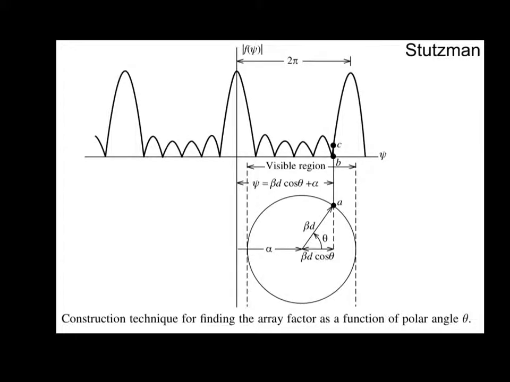And finally, here's the construction technique for finding the array factor as a function of the polar angle theta, or vice versa for the discrete case. And note that the number of nodes within a 2 pi period for the variable psi is equal to the number of array elements minus 1, and not all of those nodes will be within the visible region in the polar plot. And that concludes this video for radiation patterns.